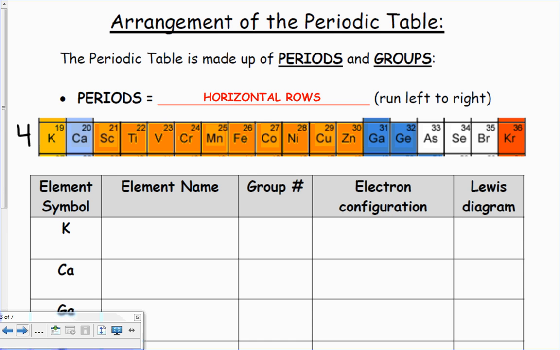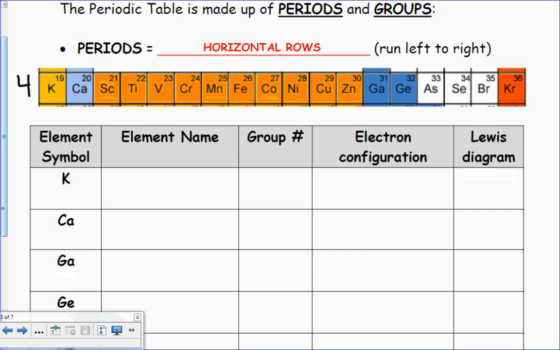Okay, so it asks us to fill in the element name. Element name for K is phosphorus. No, it's not. It's potassium. Potassium, there you go. And it's in group number 1. Electron configuration of potassium: 2, 8, 8, 1. Lewis dot diagram: I have a K, 1 electron.